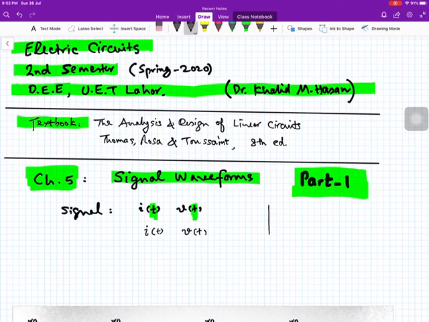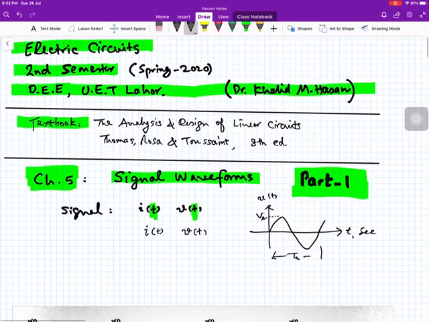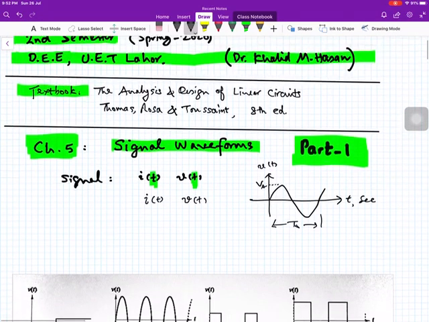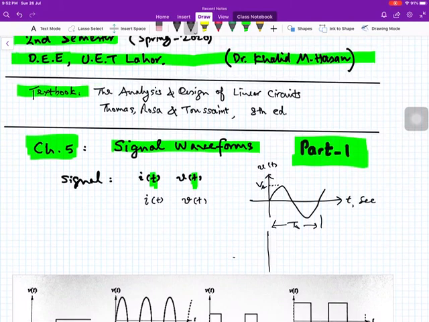For example, this is a voltage, which is sinusoidal with respect to time in seconds, and this is t, with some defined amplitude and the time period over here. It may also be a constant quantity, which means the voltage v(t) remains fixed, say at the 10 volt level for all the time.